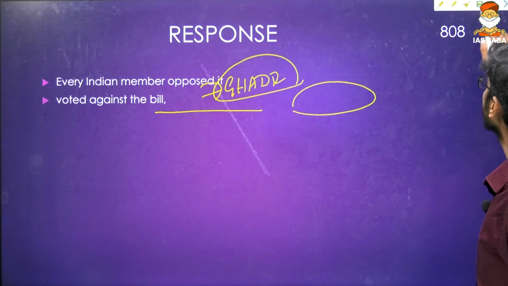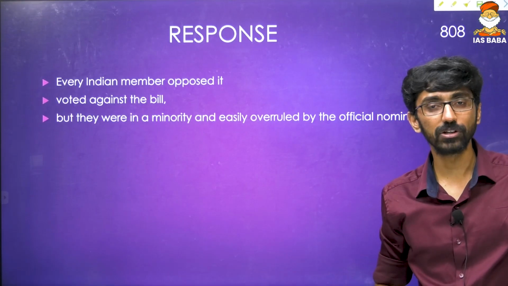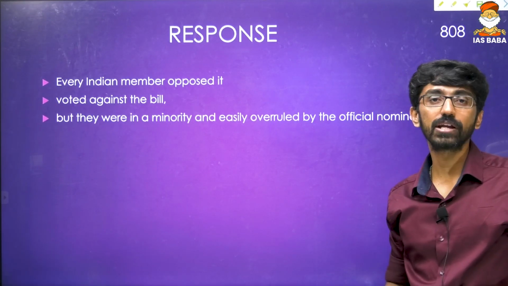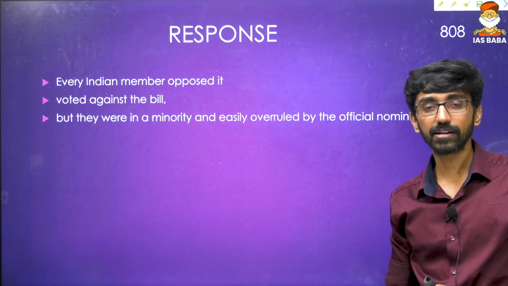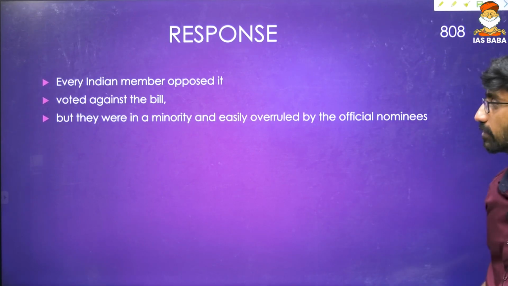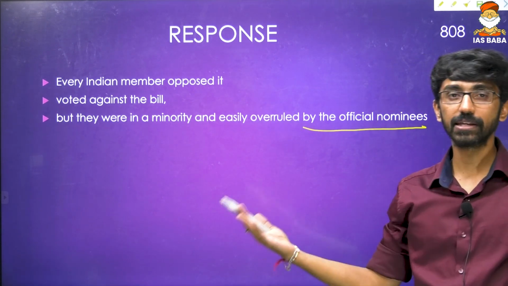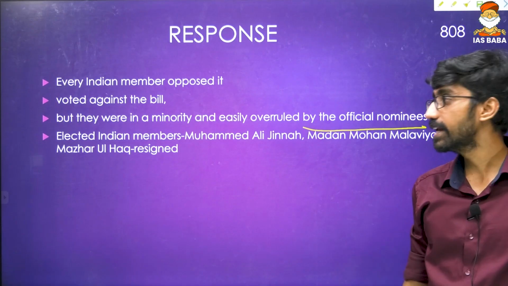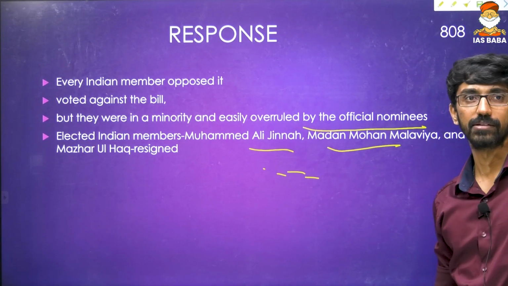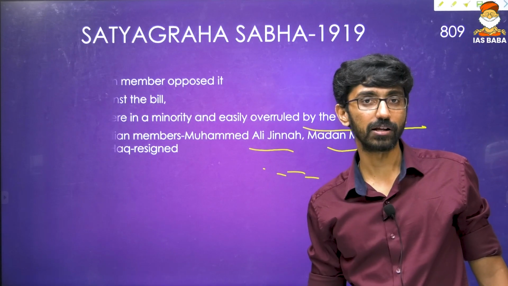Now, what was the response of Indians? Every Indian member of the council opposed it and voted against the bill, but they were in the minority. Indian members were in the minority in the Legislative Assembly, and that is the reason the Britishers were able to pass this law easily, overruling them with official nominees. The official nominees of the British government voted in favor of this bill. Some of the Indian members like Muhammad Ali Jinnah, Madan Mohan Malaviya, and Mazharul Haq all resigned. The elected Indian members resigned from the assembly in protest against this particular act.